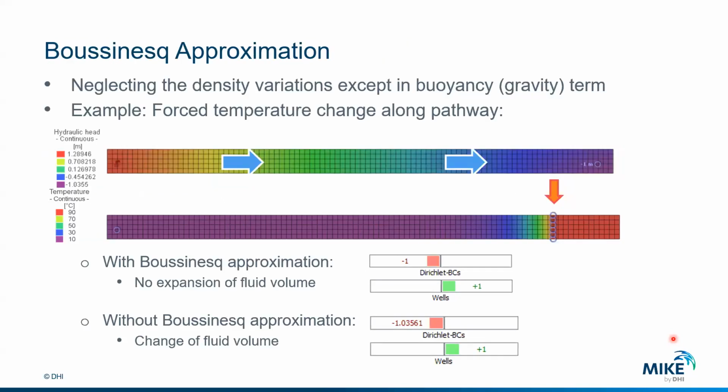So we were saying there are different levels of considering density-driven flow in FEFLOW. And I was mentioning at the beginning this definition called the Boussinesq approximation. It's a complex mathematical term, but to explain it, I have this simple example.